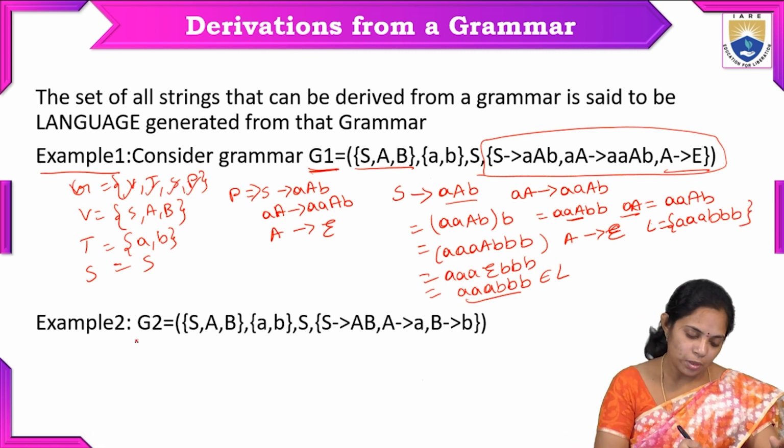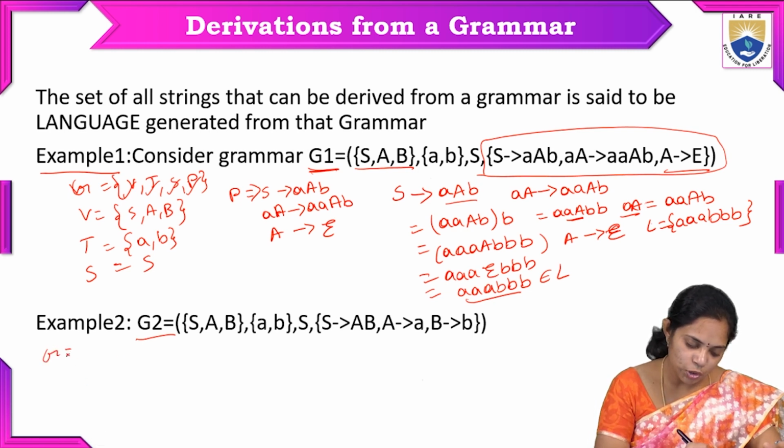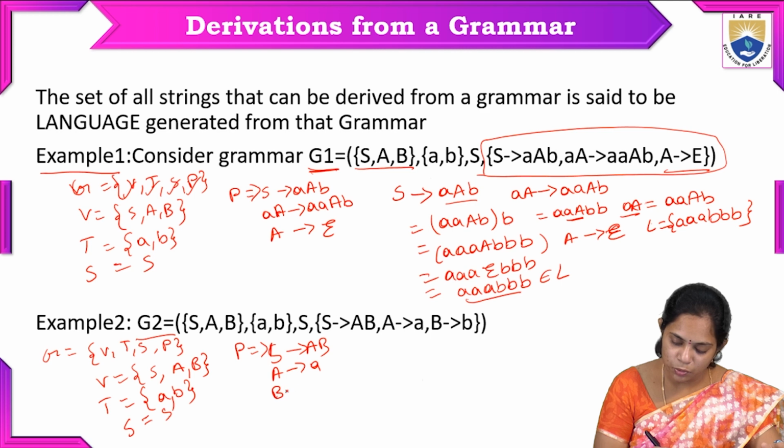And next, one more language we have to take. Here we have to write the production rules. So tuple V, T, S, P. V is equal to S, A, B, and T is equal to A, B, and S is the start symbol, with the production rules: S tends to AB, A tends to A, and B tends to B.